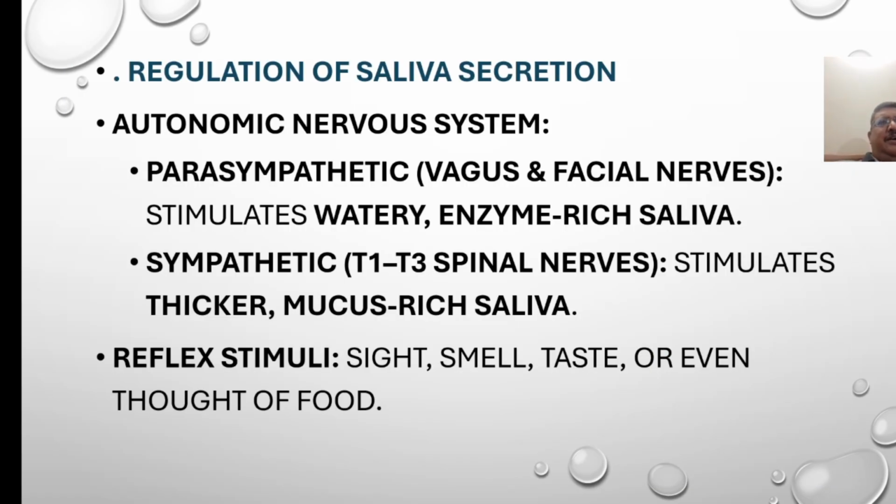Regulation of saliva secretion: autonomic nervous system. Parasympathetic, vagus and facial nerves, stimulate watery, enzyme-rich saliva. Sympathetic, T1 to T3 thoracic spinal nerves, stimulate thicker, mucus-rich saliva. Reflex stimuli: sight, smell, taste, or even the thought of food.